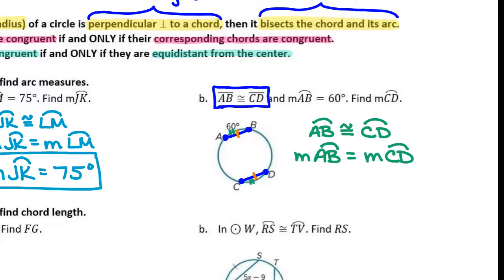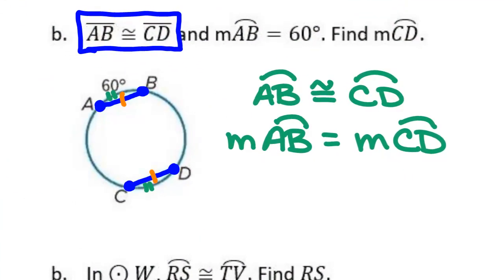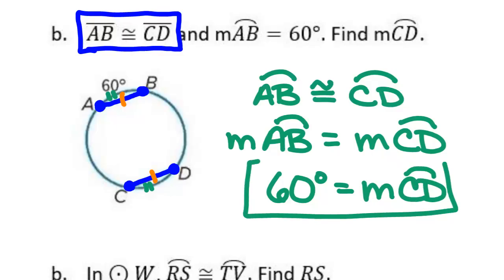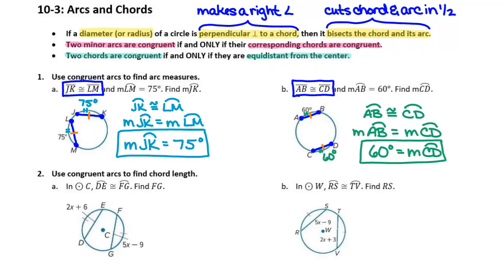How big is arc AB? 60 degrees. So how big is arc CD? Also 60 degrees. So I'm going to add that to my picture also. This down here is 60 degrees. Beautiful. All right, let's look at number 2.